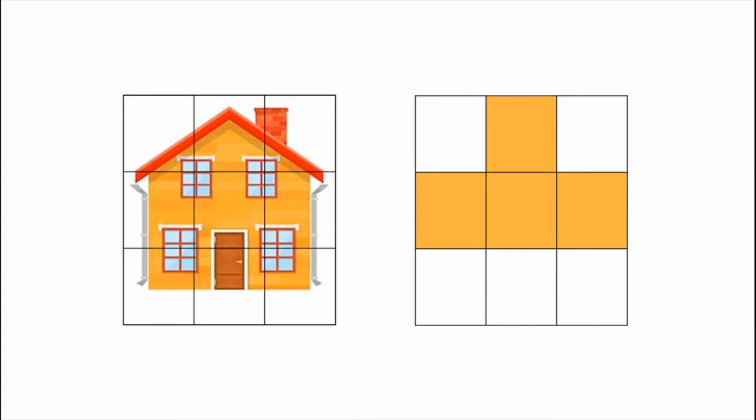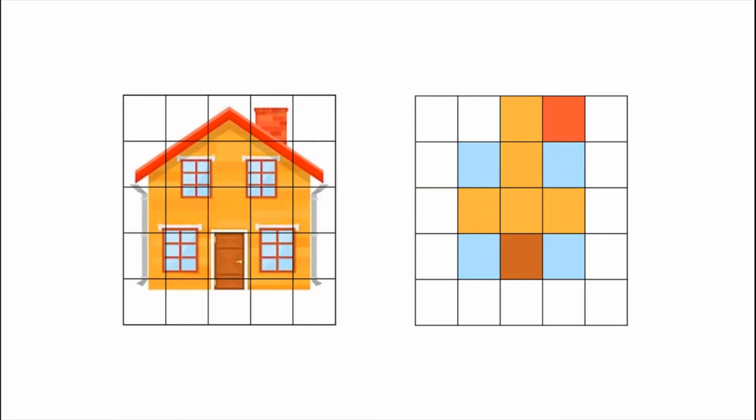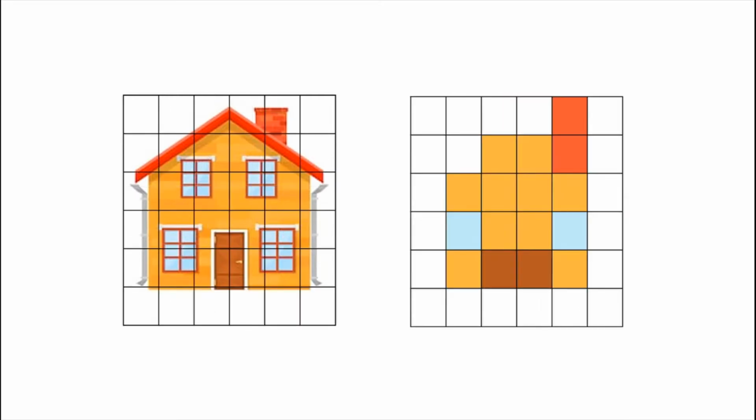Let's divide this up further into a 4x4 matrix. Now we can see 2 windows, but still you cannot identify that it's a house. If you divide it further into a 5x5 matrix, you start seeing the chimney and the 4 windows, but it's still not clear, and that's the problem. We have to keep going further and further down. This is a 6x6 matrix, and you slowly start recognizing that, okay, maybe this could be a house.